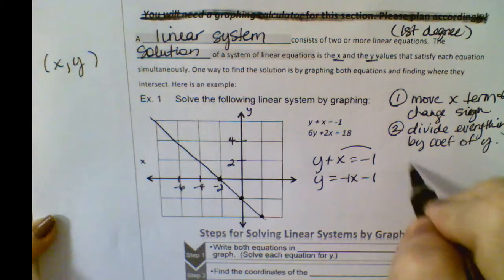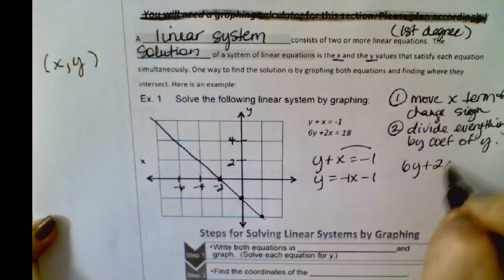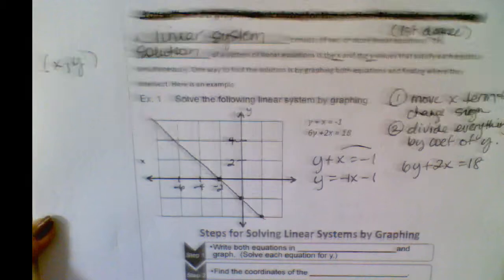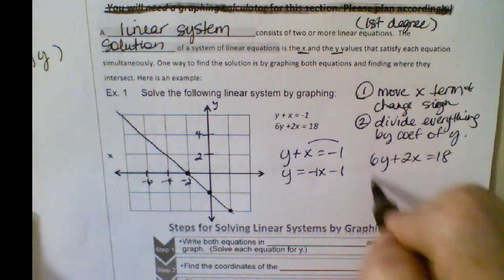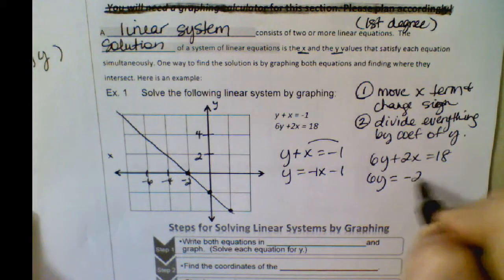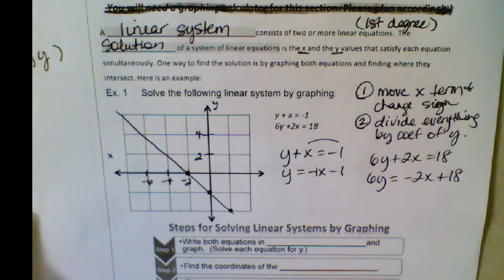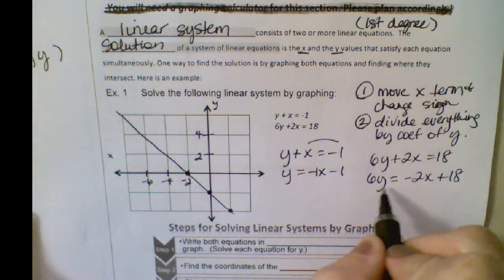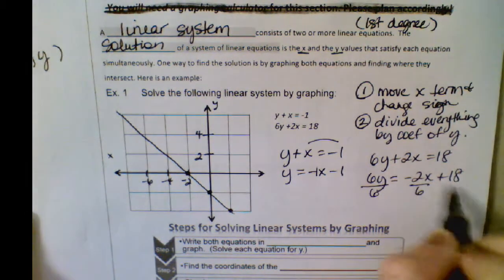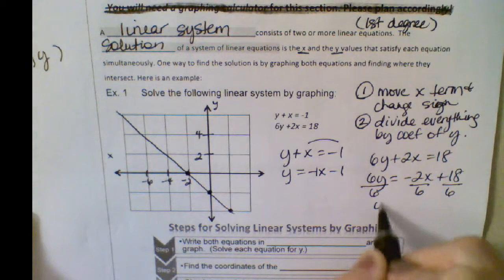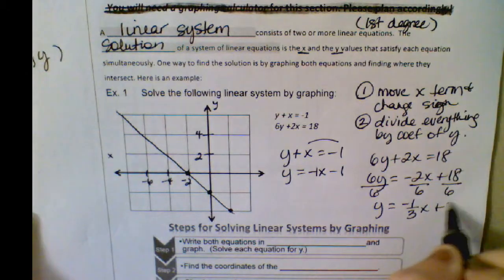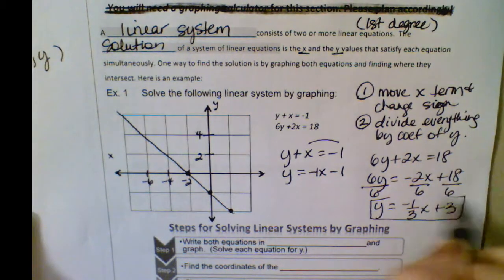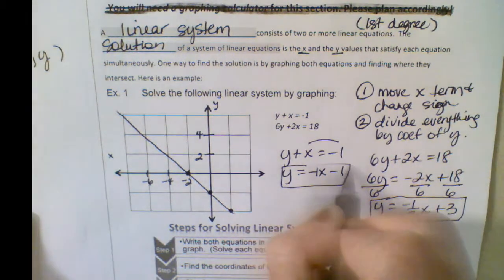Then we'll take the 6y plus 2x equals 18. Ray, when I move that 2x to the other side, does it stay the same sign or does it switch signs? It switches signs. So we have what? 6y equals -2x plus 18. Then what do I do? Divide everything by 6. Good. So now the slope-intercept form of that equation would be y equals -1/3 x plus 3, because of course you are going to simplify anywhere that you can.